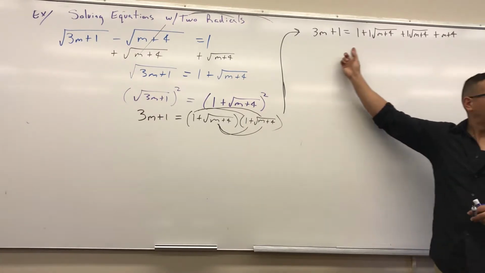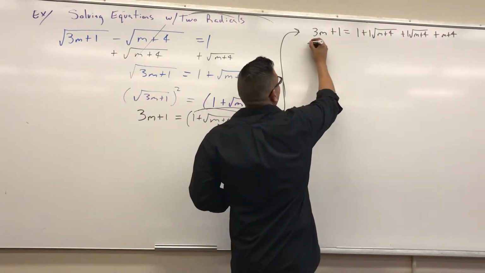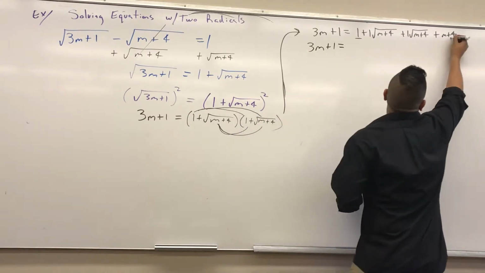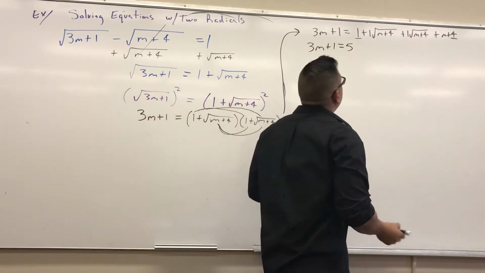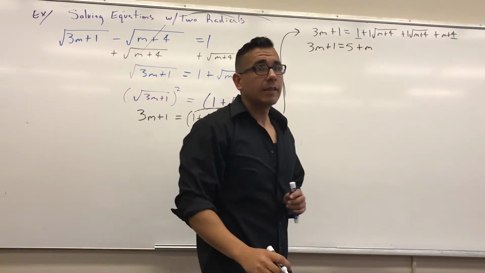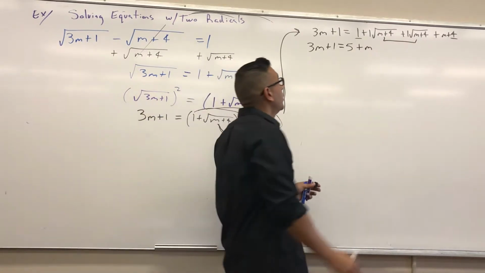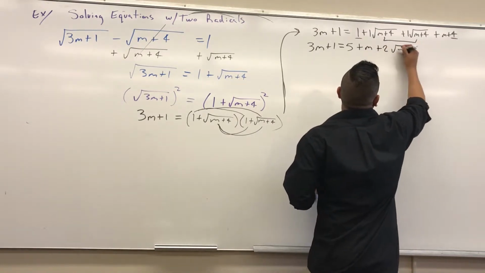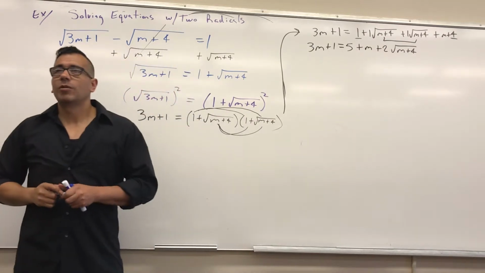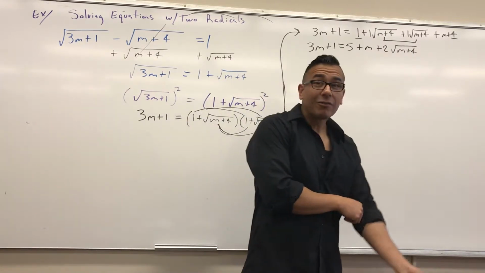All right. What's next? What do I do here now? Combine like terms. So we get 3m plus 1 equals, I got 1, I have 4 more, so I got 5. I have an m still floating around there. And then how many square roots of m plus 4s do I have? 2. So I have plus 2 square root of m plus 4. Well, what's the problem with this? I still have what in the equation? I still have a radical, right?